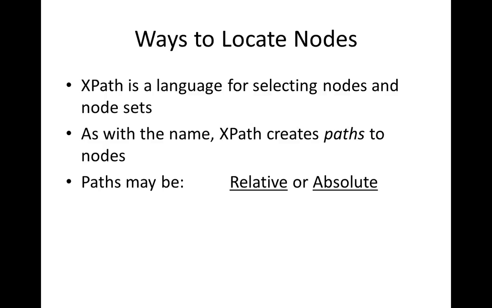There's ways to locate nodes. You can either do it with a relative path or an absolute path. And there's various reasons why you'd want to use one or the other, and we're going to look at those in the next slide.